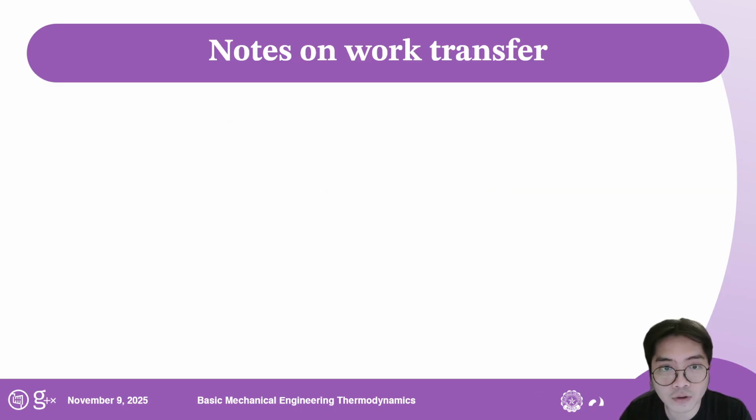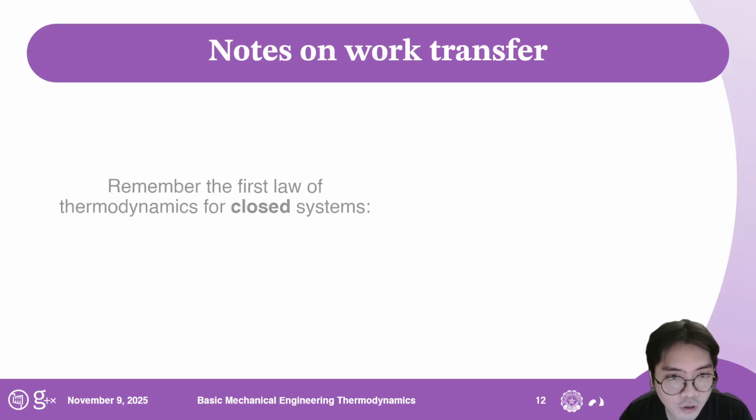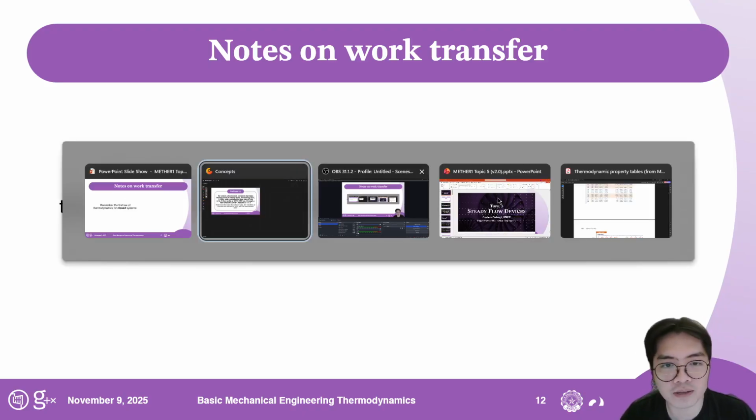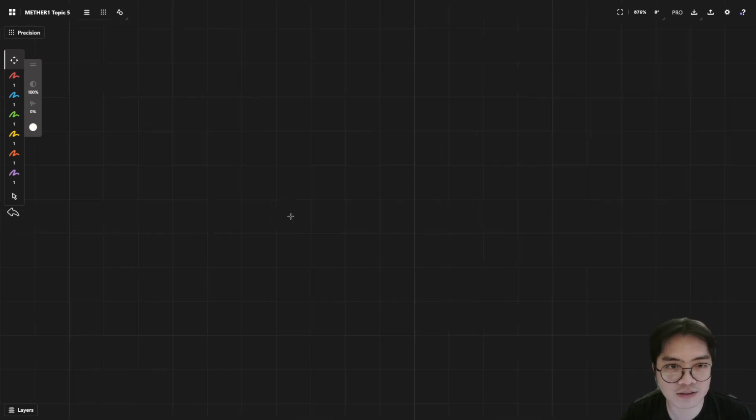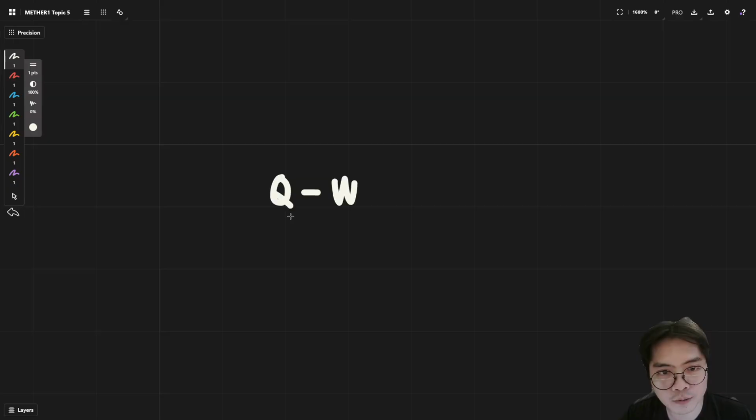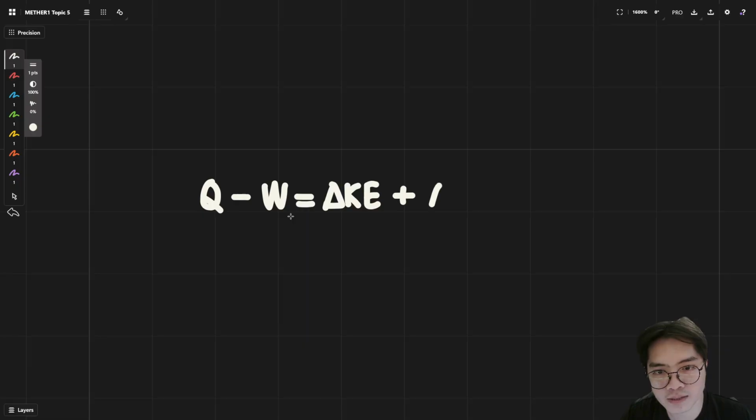And so how is that going to work? Anyway, we are going to go with the first law of thermo for closed systems. That does not mean it's now untrue, it's just for closed systems. For closed systems, what usually happens is this: we have Q minus W is equal to delta KE plus delta PE plus delta U.